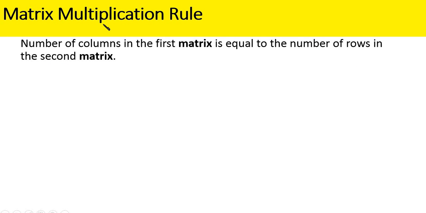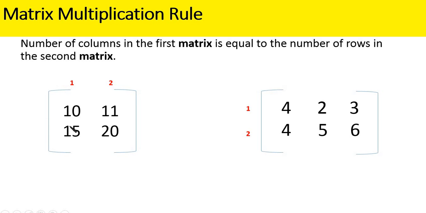If you want to multiply two matrices, this is the rule: the number of columns in the first matrix should be equal to the number of rows in the second matrix. Here you have two columns, and the two columns should be equal to the number of rows in the second matrix, that is 2. Only then can you multiply the matrices. If the number of columns is not equal to the number of rows of the second matrix, then you cannot multiply the matrices.